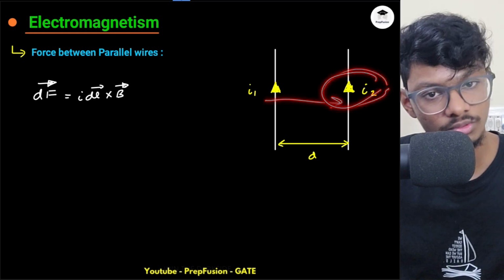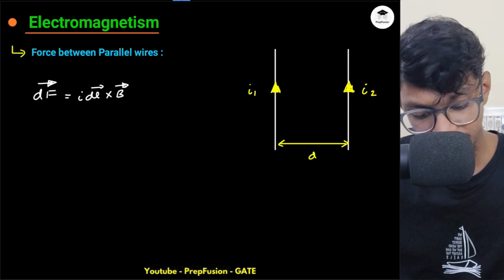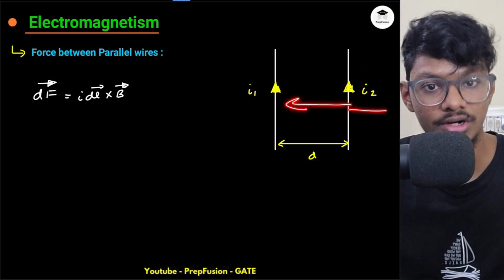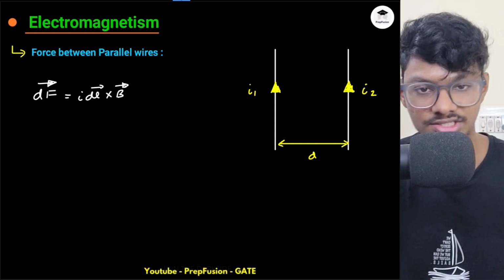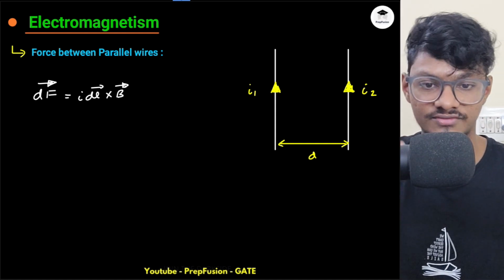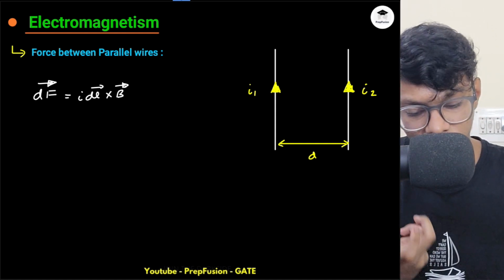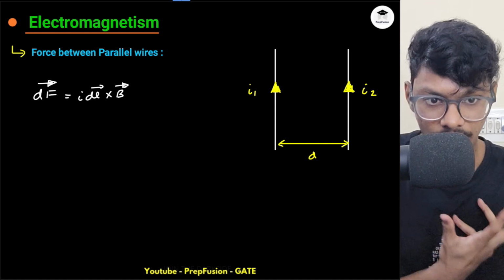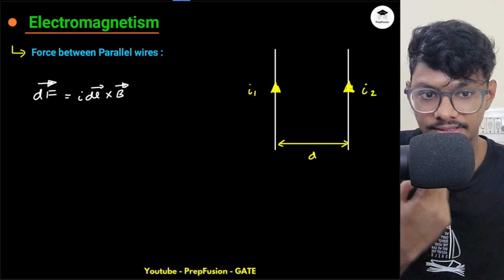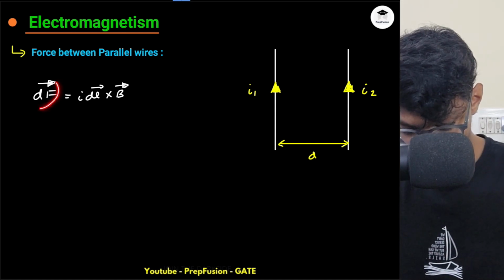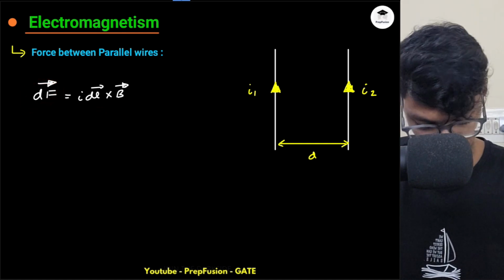So now this force will be applied here. If this force is applied, obviously it will either attract or repel the current carrying wire, and we just want to find out the magnitude of that force. So how do I find the magnitude of the force? Just by identifying the magnetic field and the I dL. So dF I know is equal to I dL cross B.